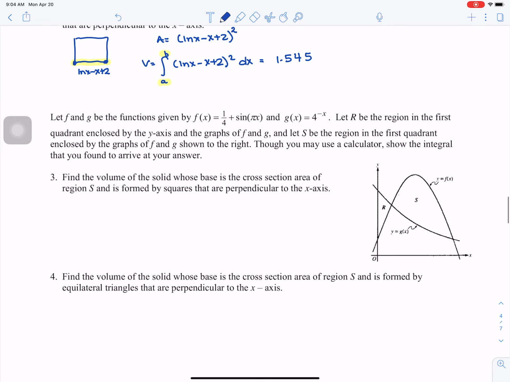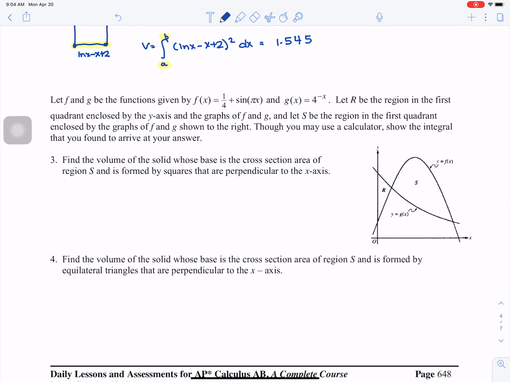Let's go through another example. Let f of x and g of x be the functions given by those two. They've already labeled the functions. f of x is the top, g of x is the bottom. We're interested in this area S, kind of formed between the two regions.